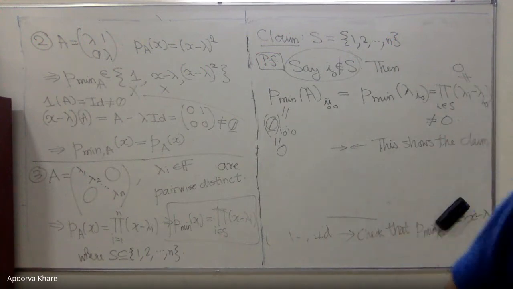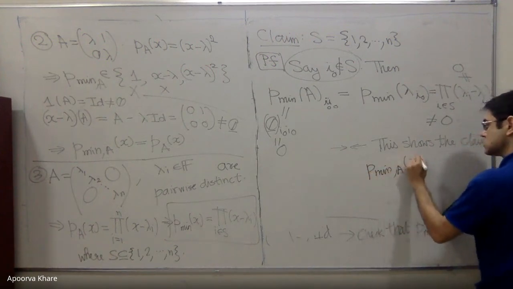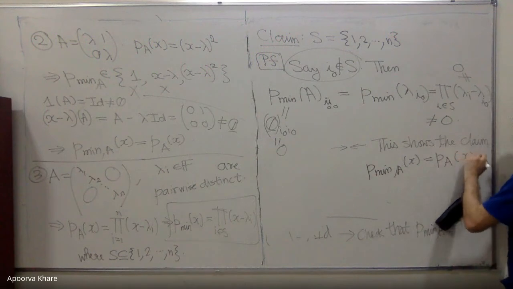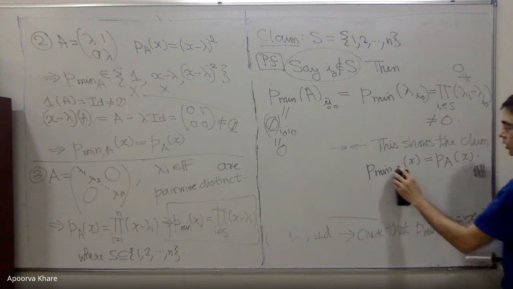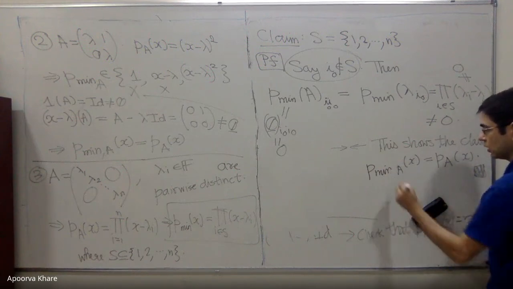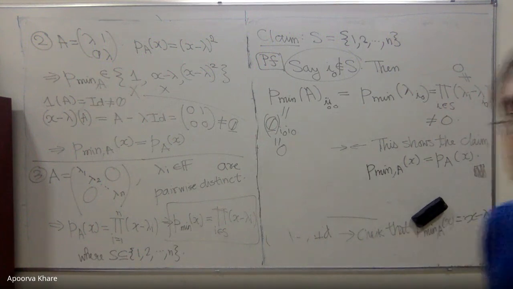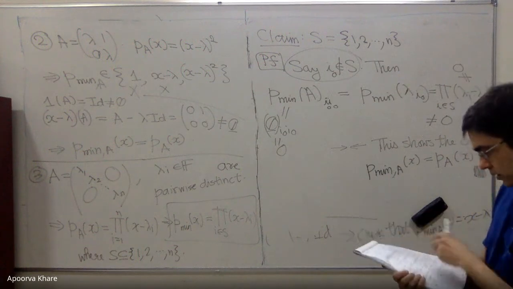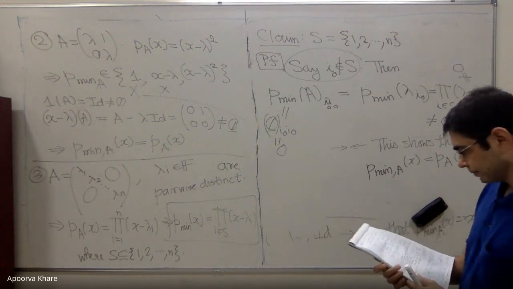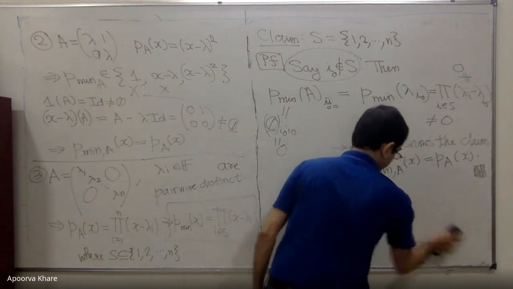So, P min of A is equal to P_A. Okay, that's the third. And the fourth one. That's fine. More than enough for now.